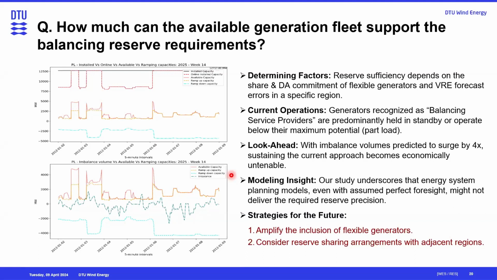So the online installed capacity is much less, and it could be because of scheduled maintenance, or because some of the generators could not find enough profit in certain hours and had to shut down in the unit commitment. So the online installed capacity is much less in certain hours than the installed capacity.